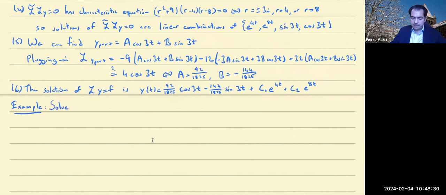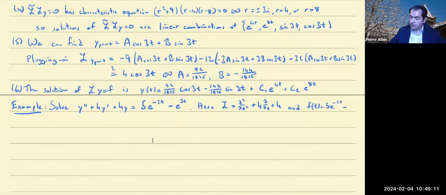Suppose we want to solve y double prime plus 4y prime plus 4y equals 5 e to the minus 2t minus e to the 3t. So here, L is given by take two derivatives plus four times take one derivative plus four. And f of t is 5 times e to the minus 2t minus e to the 3t.